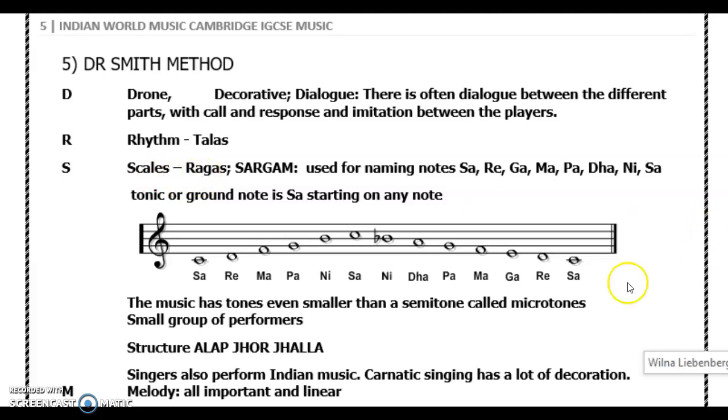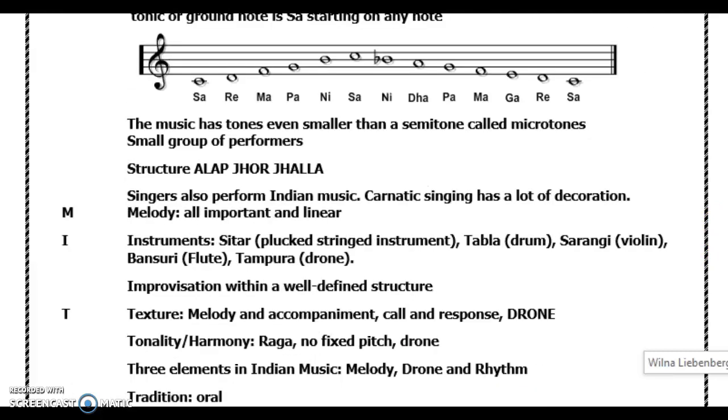Singers also perform Indian music. Carnatic singing has a lot of decoration, and we heard that just now. The melody is all important and linear. And the instruments that you have to know for Indian world music is the sitar. The tabla we heard now, the sarangi is the one that sounds like the violin, the bansuri flute, the tampura drone, and improvisation within a well-defined structure.